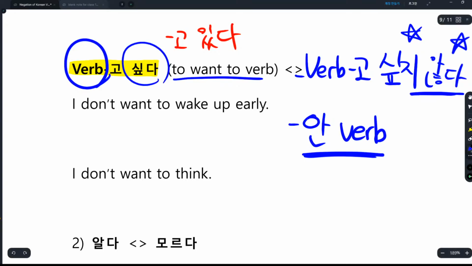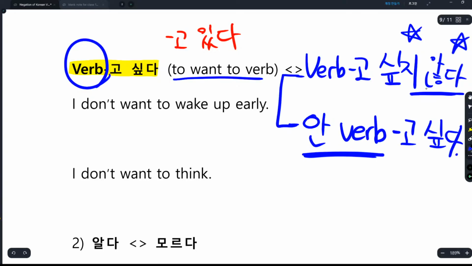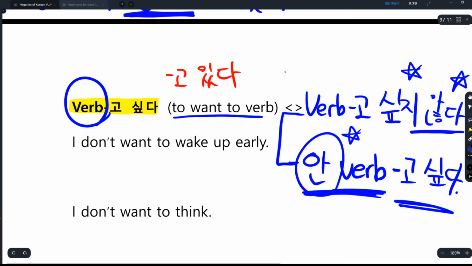Instead of negating the last part. So, 안 verb 고 싶다. There are two ways to negate this. First one is verb 고 싶지 않다, or you straight up negate the stem part first, 안, and then 고 싶다. So these are two ways. This practically works the same as 고 있다's negation, right?